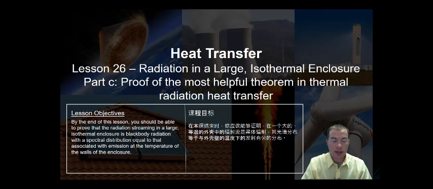By the end of this lesson, you should be able to prove that the radiation streaming in a large isothermal enclosure is blackbody radiation, and that the blackbody radiation has a spectral distribution equal to that associated with emission from a surface at the temperature of the walls of the enclosure. On with the final part of Lesson 26.